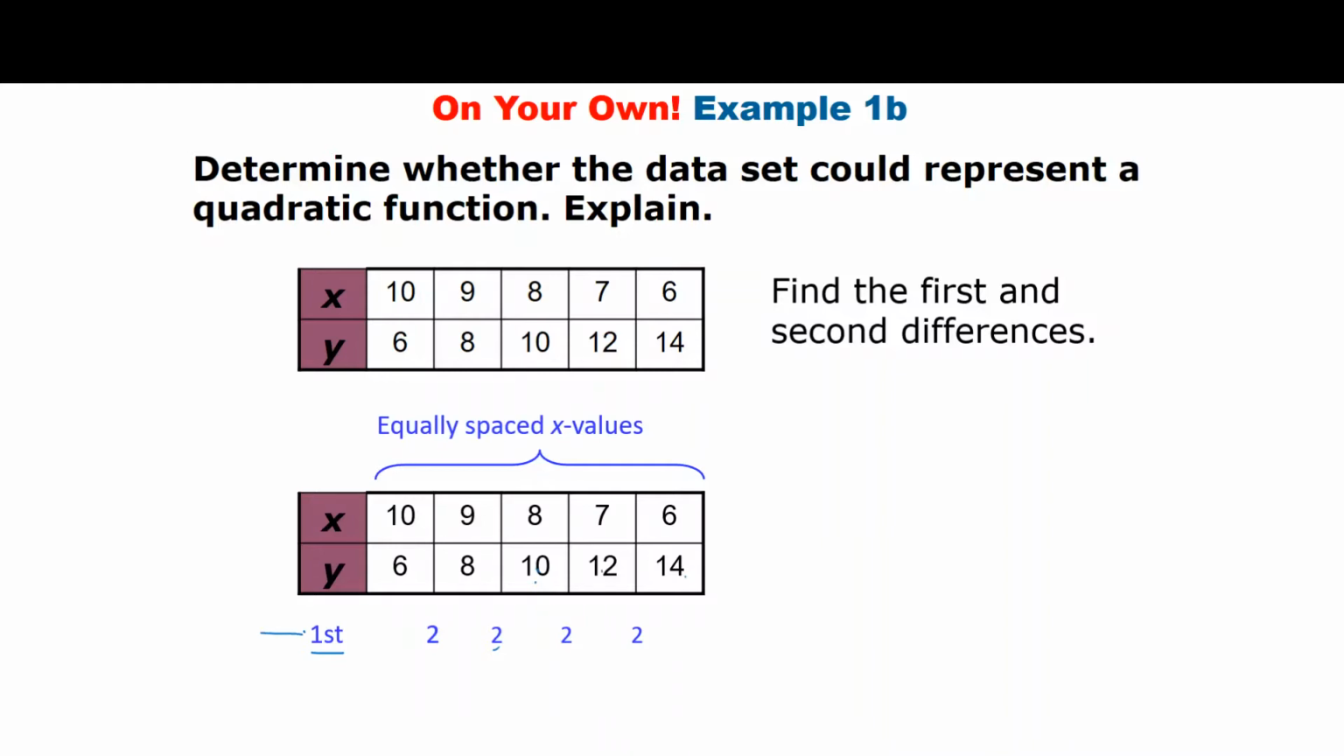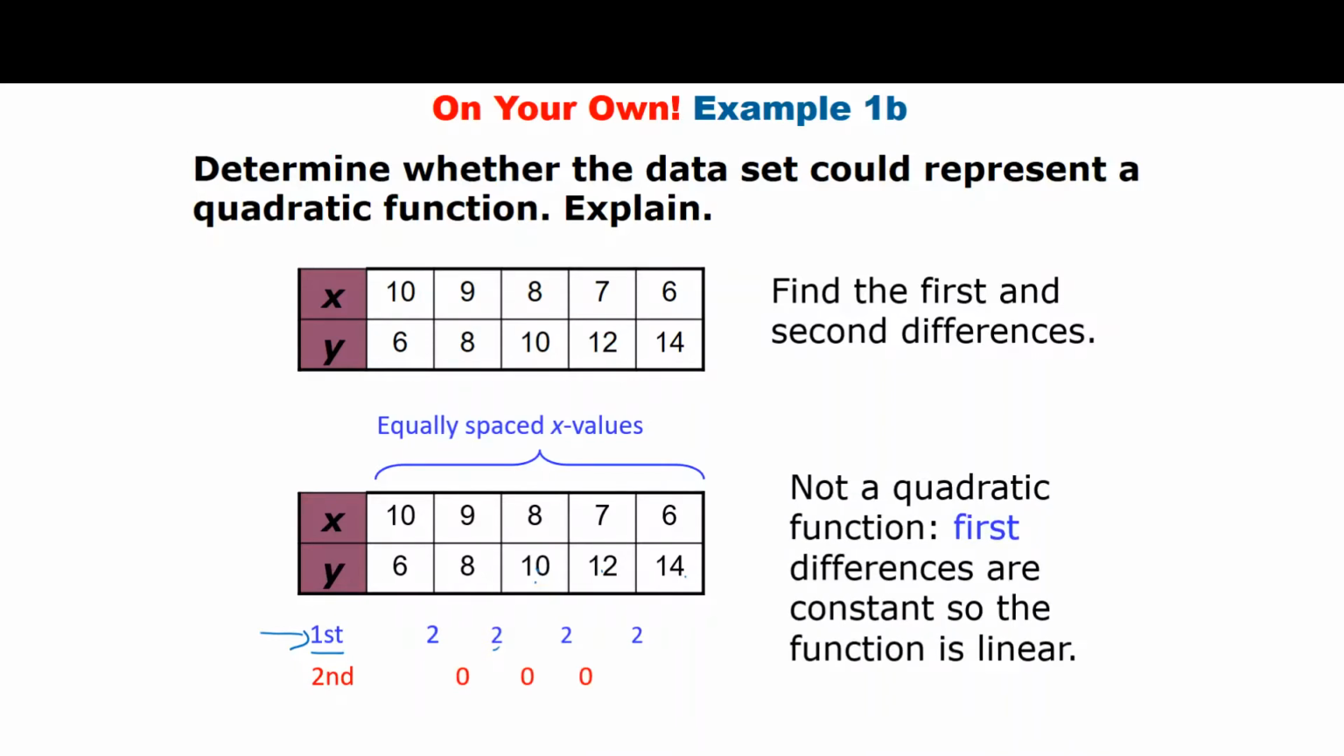But this is our first, and we have to go to the second. When we go to the second, we have zeros here. So although these zeros are all the same, it is not a quadratic function because the first differences are constant. So in this particular problem, this is a linear function. This is just going to be a straight line and not a quadratic function having a parabola as its graph.